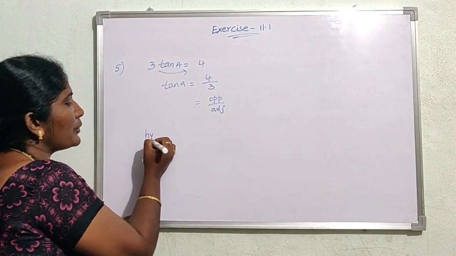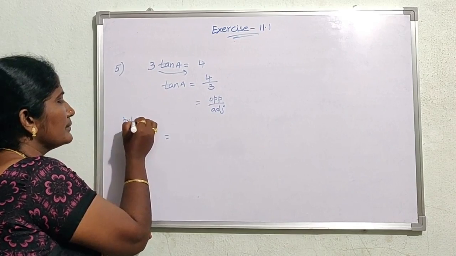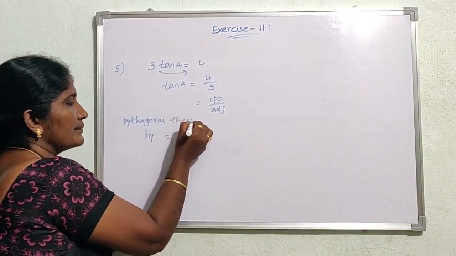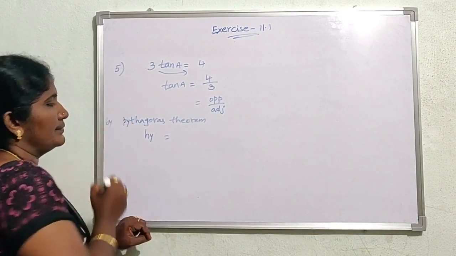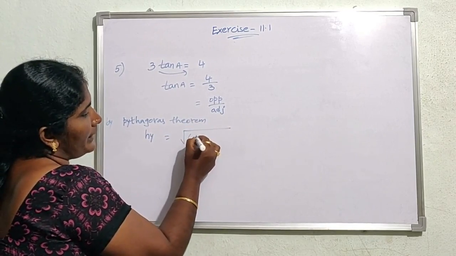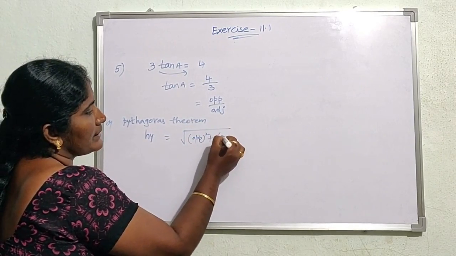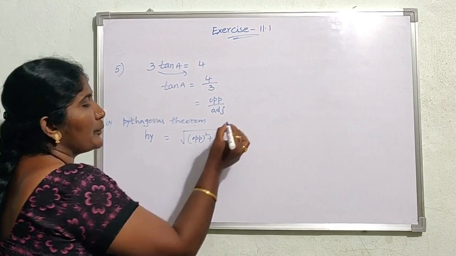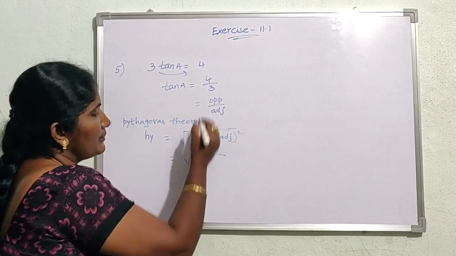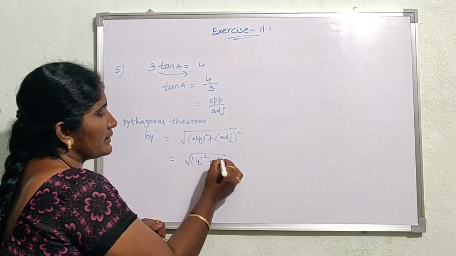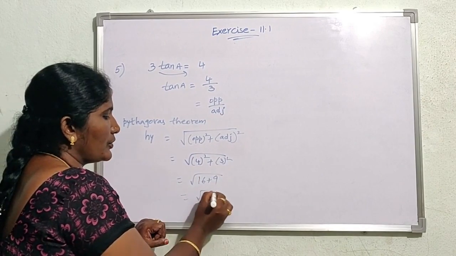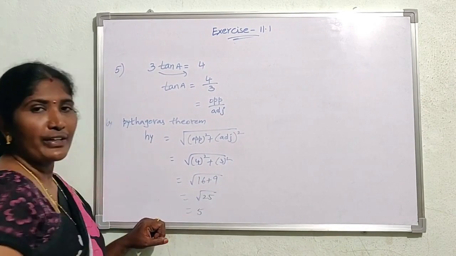Now how to find out hypotenuse? Again by Pythagoras theorem. Hypotenuse is equal to root of opposite square plus adjacent square. Hypotenuse square is equal to side square plus side square, which is equal to root of 4 square plus 3 square. 16 plus 9, root 25, which is equal to 5 units.